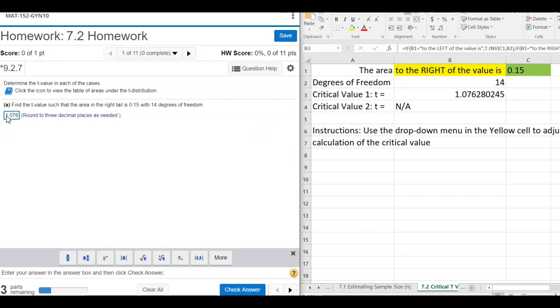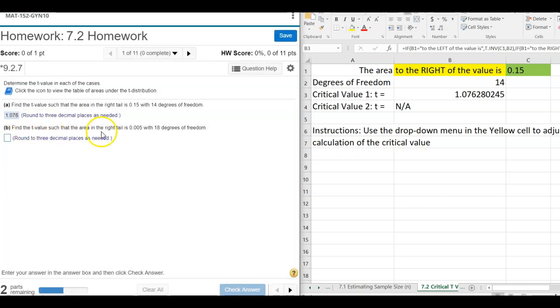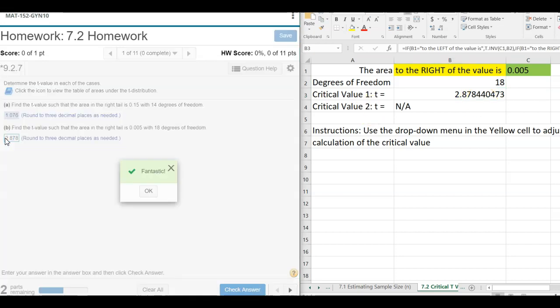1.076. Alright, and then it wants to know, find the t-value. This is the area in the right tail is 0.005. Alright, so what's that going to do? It's going to make this number bigger because we are going out further in the tail. So 0.005, alright, but our degrees of freedom is now 18 instead of 14. So 2.878.